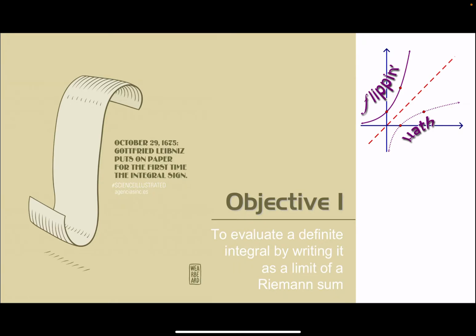So it says here in this illustration, October 29th, 1675, Gottfried Leibniz puts on paper for the first time the integral sign. And you can see this kind of curved scroll paper. That's what the integral sign is going to look like here.